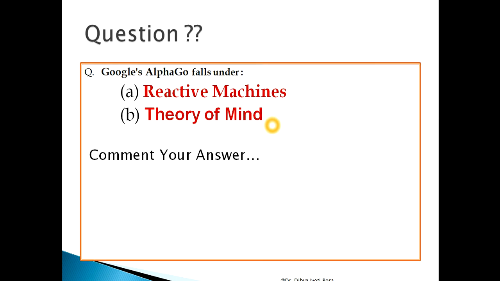A small question to you: Google's AlphaGo, which one does it come under? Reactive machines.